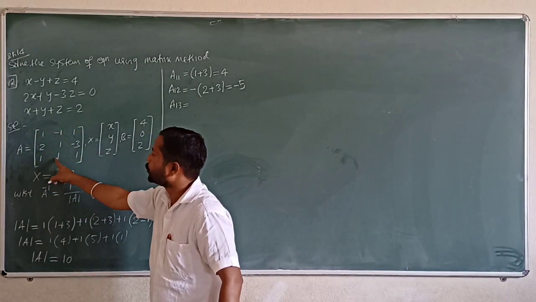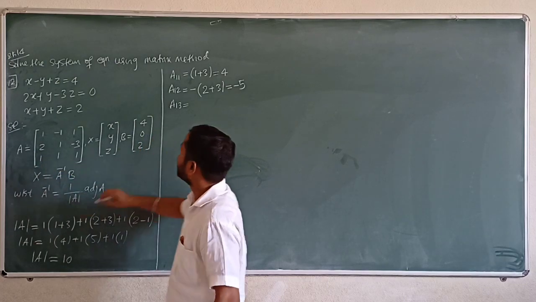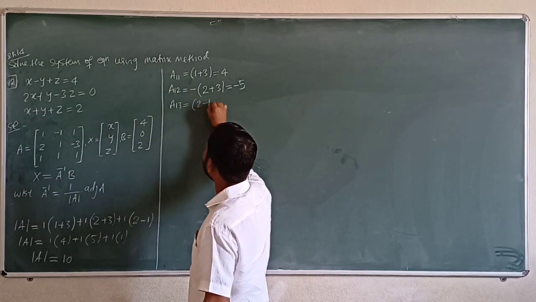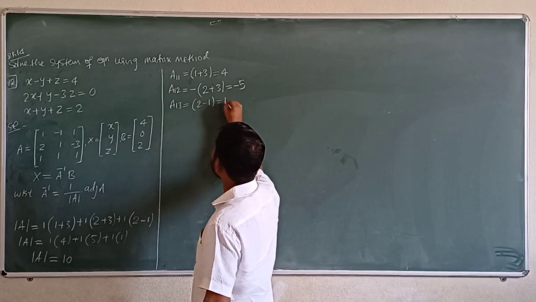Then 2 ones are 2 minus 1 ones are 1. What is that answer? That is 2 minus 1 is equal to what? That is 1 now. Right.